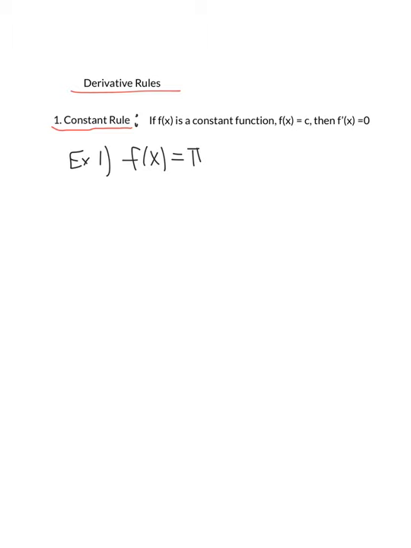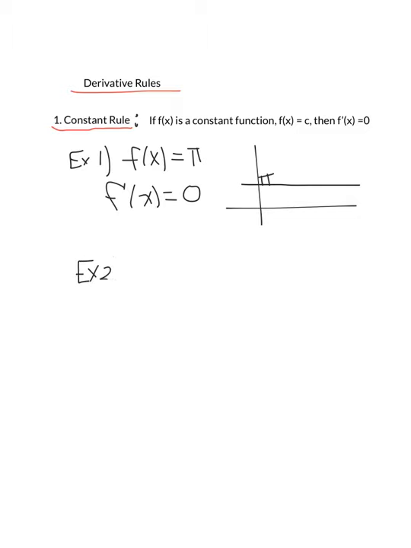If we have a function f of x is equal to pi, since we know pi is just a number, we can easily just say that f prime of x, or the derivative, is equal to 0. Now if I were to graph this, we know that this would be a horizontal line at pi, and the slope of the tangent at any point on this graph is 0.